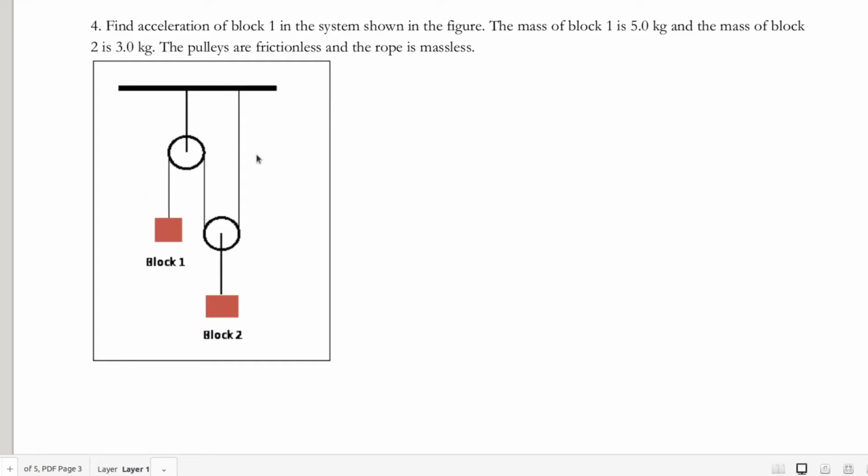Here we see a modified Atwood machine. We've got two pulleys. One of them is able to move, the other is stationary. We're given the masses of two blocks, 5 kilograms and 3 kilograms. And what are we asked for?